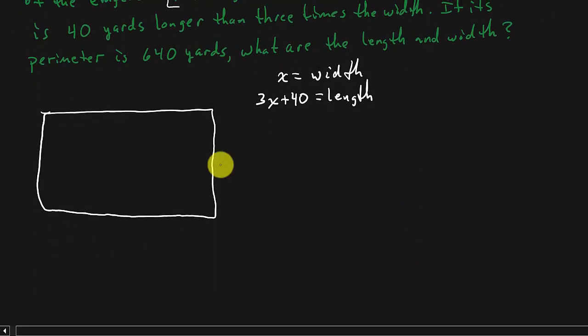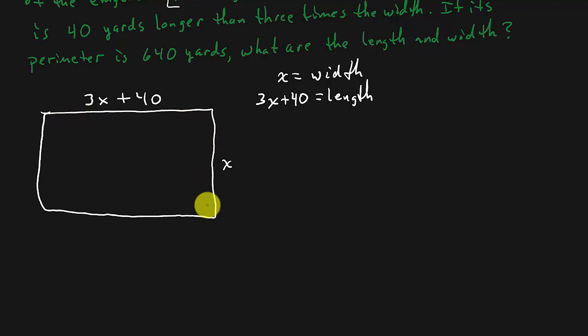And so now let's label this thing. We'll call this the width. We'll call this the length. Okay. Now you might be thinking, well, how did you know to call that the width, and how did you know to call that the length? It doesn't matter. You could call this the width and you could call this the length. It makes no difference. It doesn't matter which one you call which. Okay.